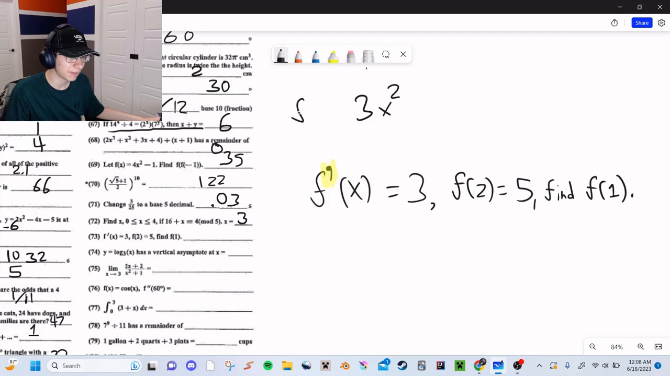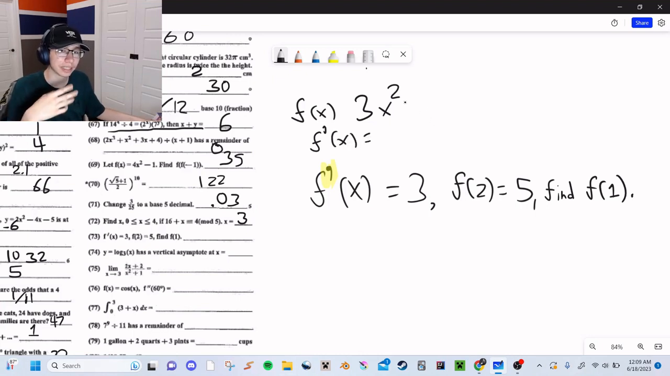So if this were my function f of x, then my derivative, f prime of x, I would get it by doing something called the power rule when I have this polynomial. So the power rule goes that I'll take this exponent and multiply it in front of this coefficient, and I'm going to do 1 less than the exponent. So I'm going to get 6x to the first.